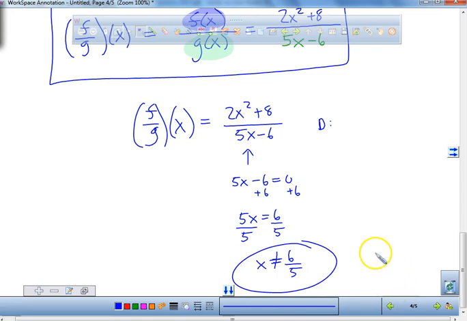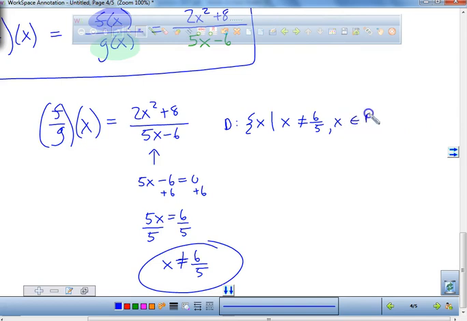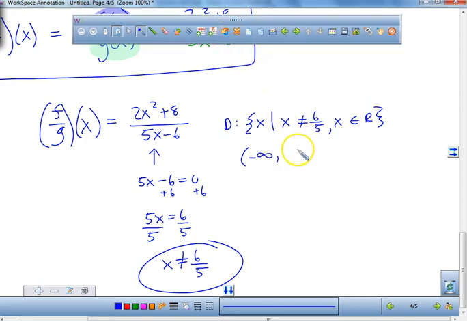All right, so then in the domain, here's how you could write the domain in set builder notation. You could say the set of all x values such that x cannot equal 6/5, and x is an element of the real number system. Now, how do we write this as interval notation? Here's how you would write it. You're basically saying this. You're going from negative infinity all the way over to 6/5.